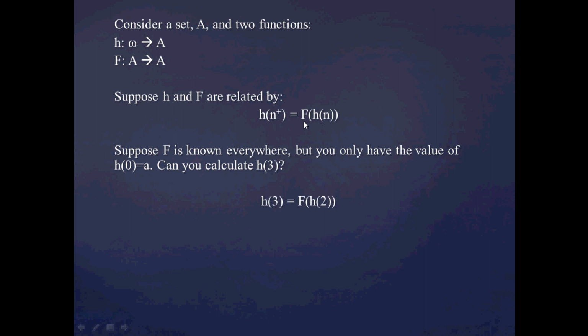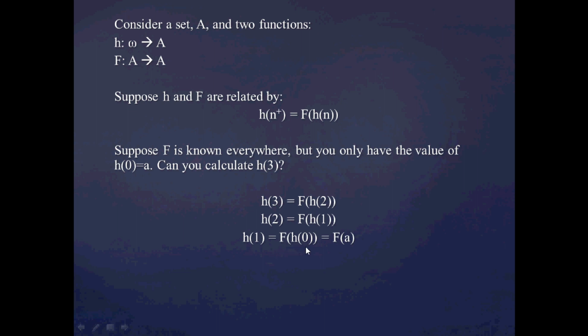And the answer to this is yes, for the following reason. Let's suppose you start with h of 3. We know that by this relation that's equal to F of h of 2, because 3 is the successor of 2, so we just use that relation there. Furthermore, we know that h of 2 is equal to F of h of 1 by that same relation. And working our way downward, we know that h of 1 is equal to F of h of 0.